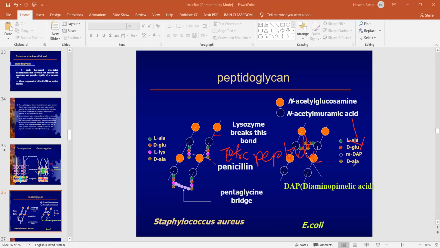So the peptide units, or the amino acids, vary from species to species, even with the type of bacteria. Different types of bacteria have different types of amino acids attached to this N-acetyl muramic acid. Class, any questions? Do you understand?